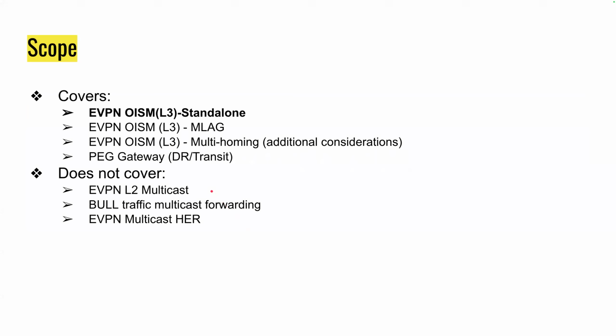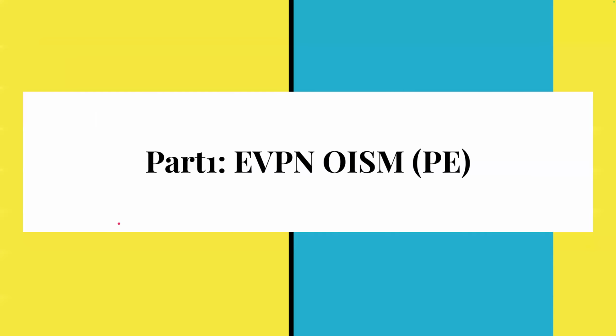So in this session, we'll be talking about only EVPN OISM standalone, and MLAG multi-homing will come in the upcoming sessions. And what we are not covering is EVPN L2 multicast, BUM traffic, BUM multicast forwarding, and EVPN multicast here, which were discussed in the previous sessions already.